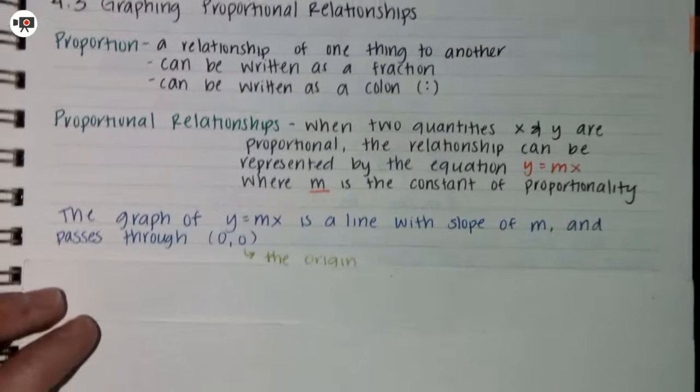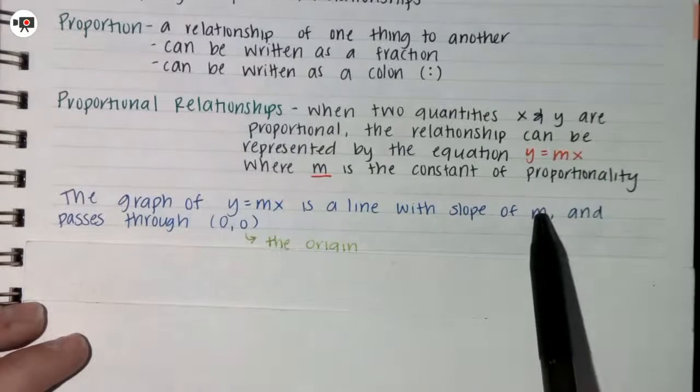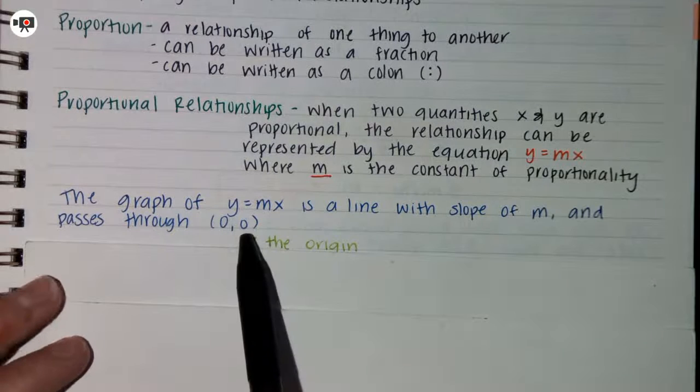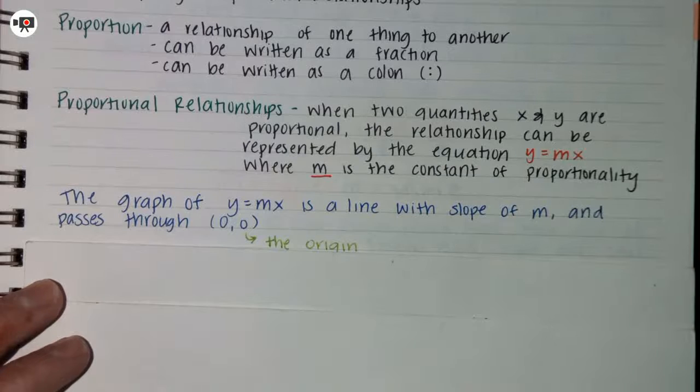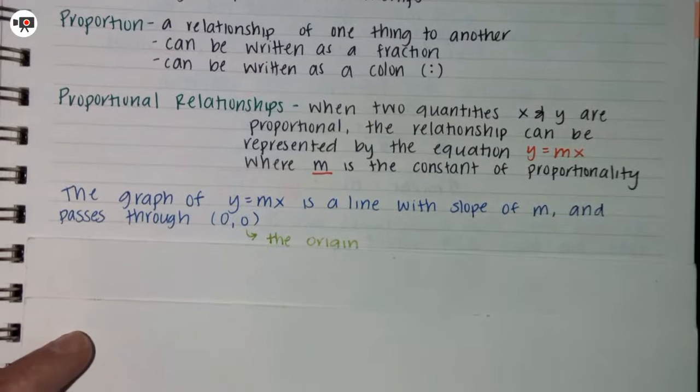So the graph of y equals mx is a line with slope of m, and it passes through (0, 0). That's called the origin. That's where the x-axis meets the y-axis.